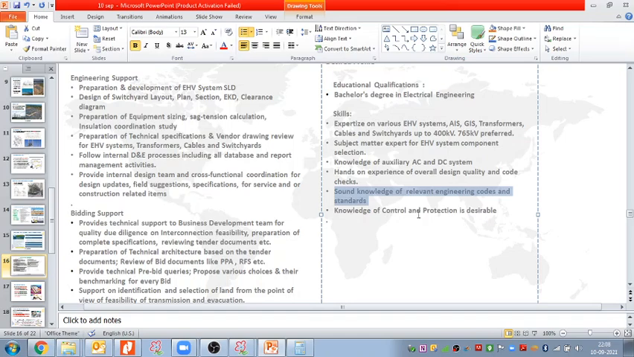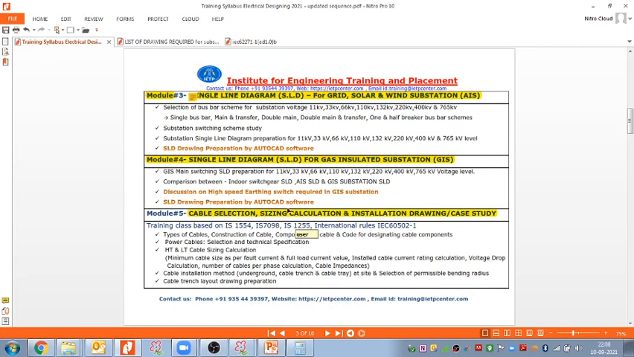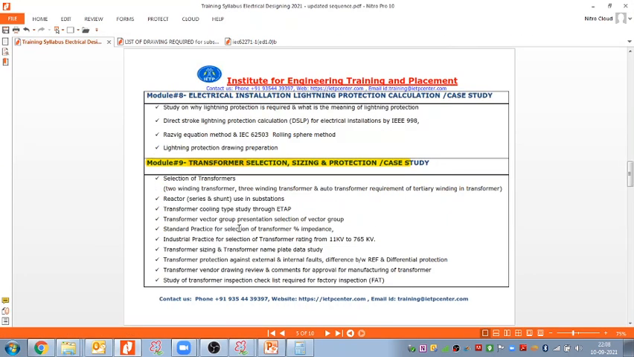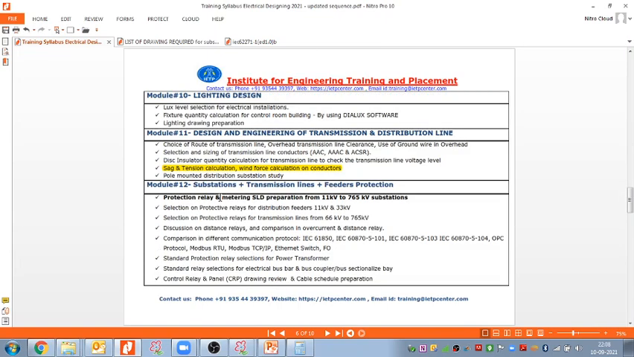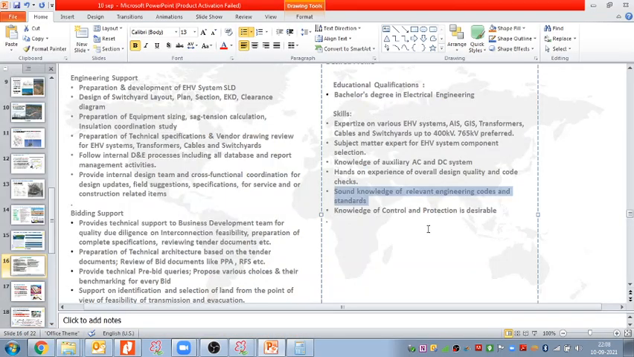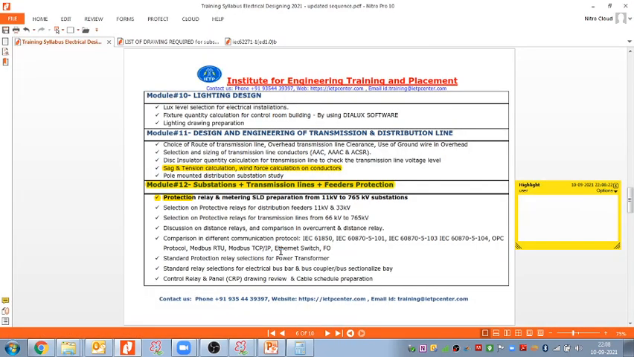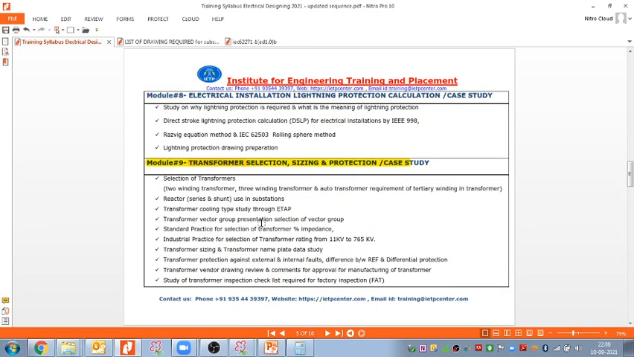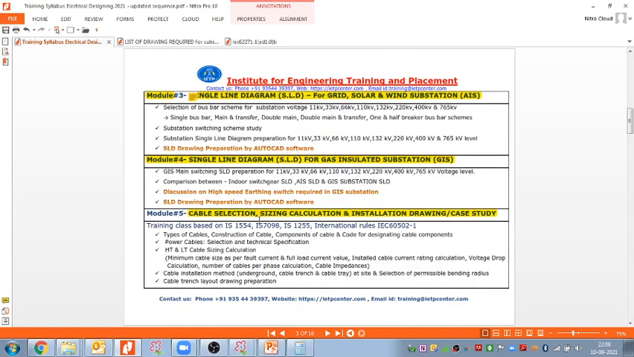Knowledge of control and protection is desirable. So the control and protection also we are going to discuss. Protection is desirable, but we will discuss the protection also. Okay, some parts they have not written in the job description, but that part is required for project completion. That also we are going to discuss, like the lighting design, it will be required. Lightning protection, DSLP, that also we will discuss.